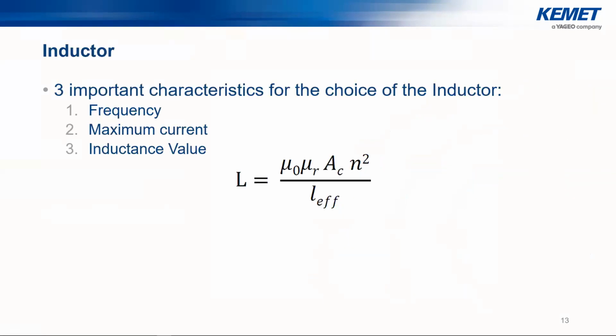So let's look into the inductor. The inductor formula is given here. The 3 important characteristics for the choice of the right inductor are the frequency, the maximum current, and the inductance value. The frequency is not given in this formula. You can maybe find the frequency in the mu r, because the frequency depends on the material. And the maximum current we do not find here, but the maximum current is also given by the length of the wire and also the wire structure, whether you're using a round wire or flat wire.